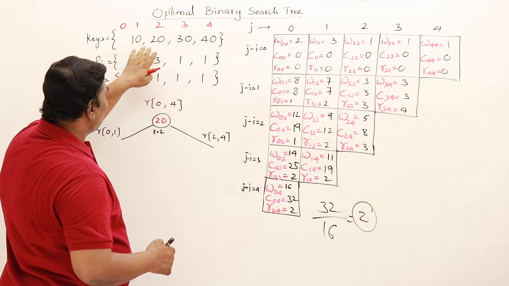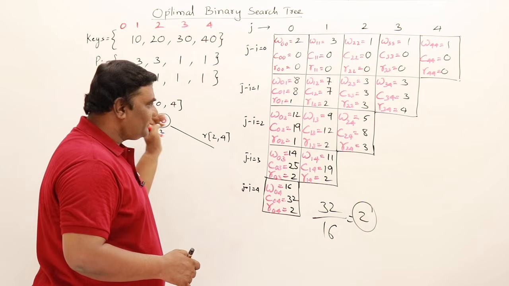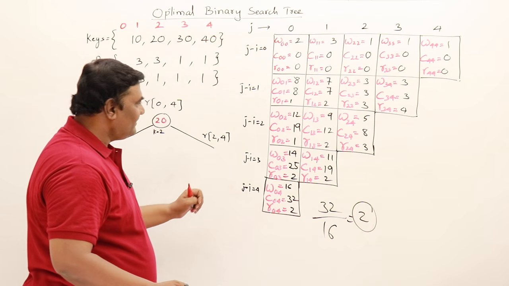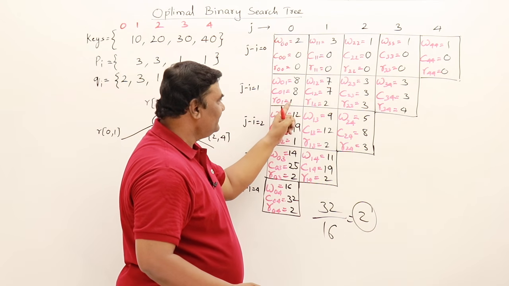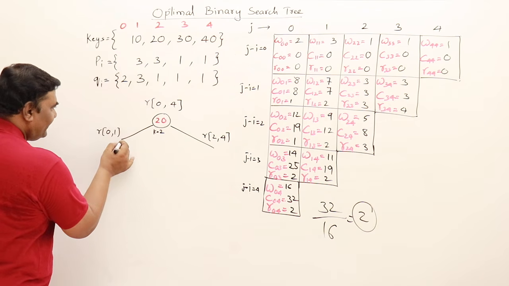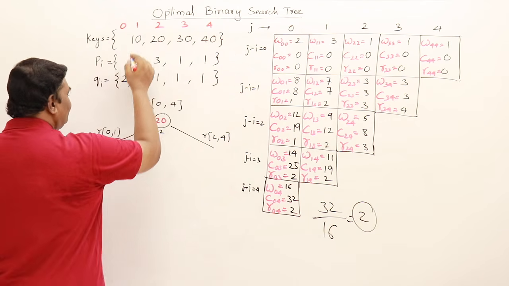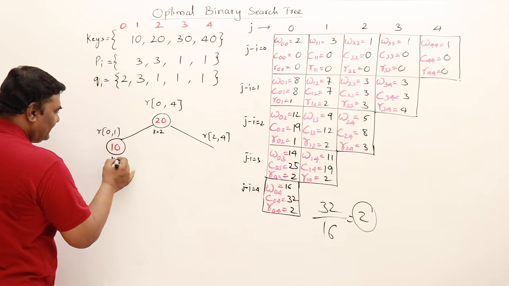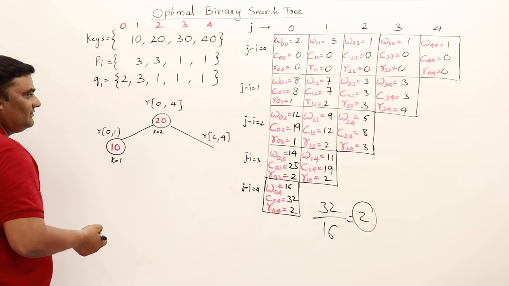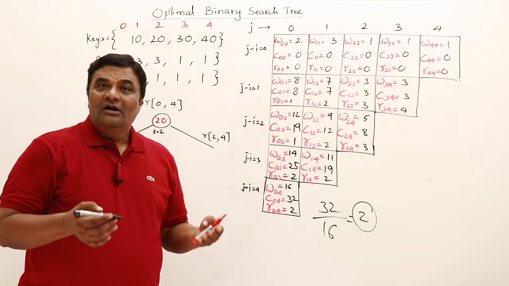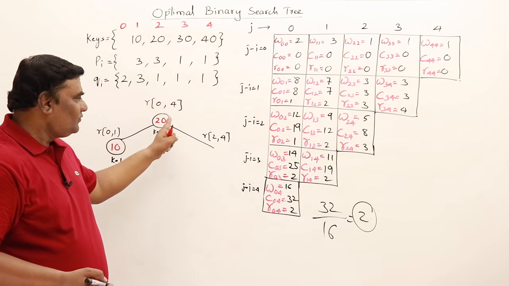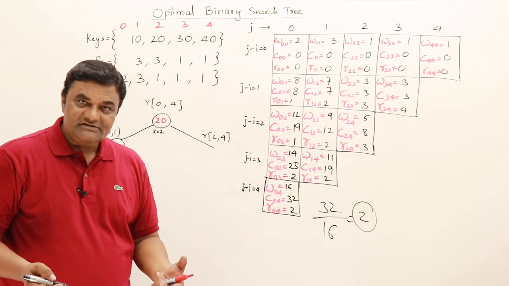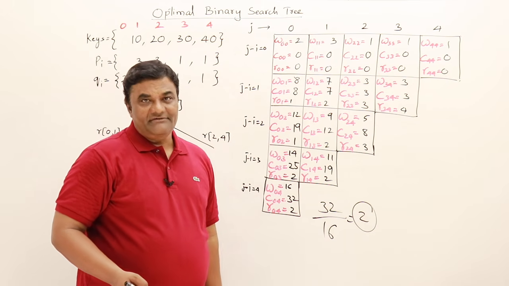As 2 is the root, only one key is left on the left-hand side. Now what is 0, 1 in the table? R of 0, 1 in the table is 1, the first key. What is the first key? 10. So here the key value is 10 and k is 1. So we have taken the decision. How did we decide who should be the root? The table gave us. We took the decision based on the data that we have.